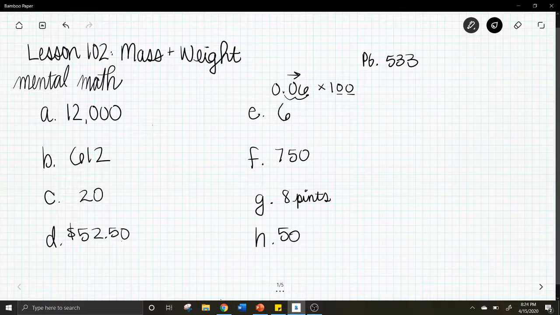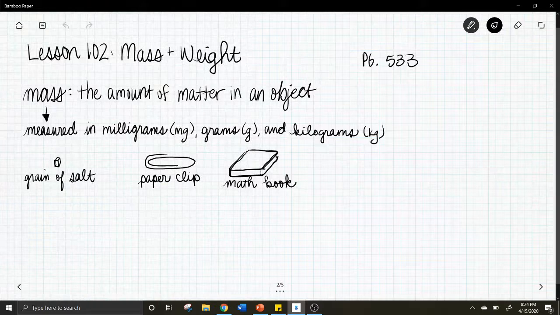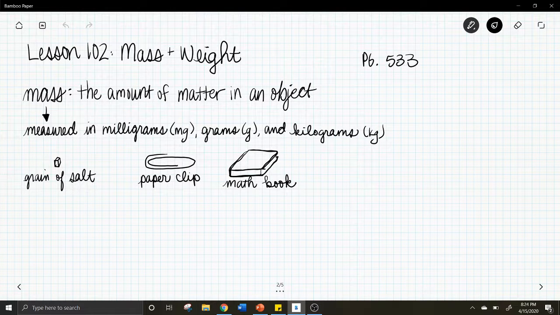And we are just going to jump right into our mass and weight lesson. So today we're going to be able to identify and convert units of mass in the metric system, identify and convert units of weight in the US customary system. So that's what we use for our types of measures. And then add and subtract in pounds and ounces.